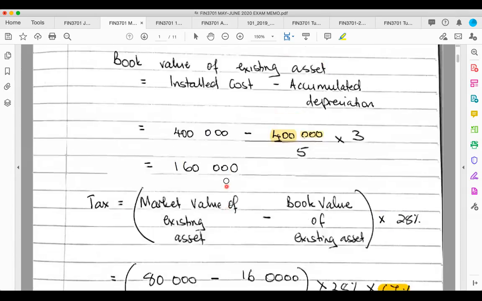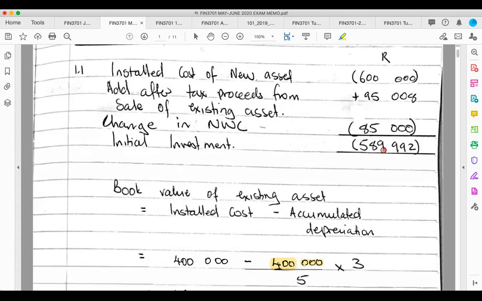So that then gives us the initial investment of 589,992. Remember, the installed cost of the new asset is put as a negative because it's an investment. The after-tax proceeds from the sale of the existing asset is added because it's money coming in, and then the change in net working capital is subtracted because money is going out as a result of investing in the working capital.